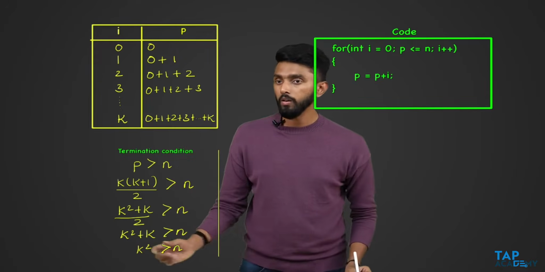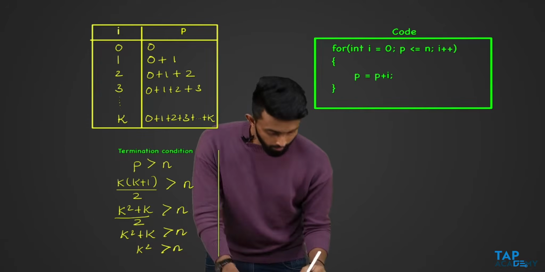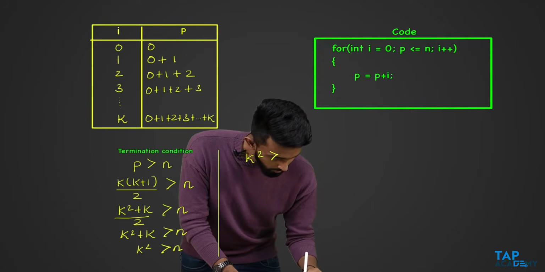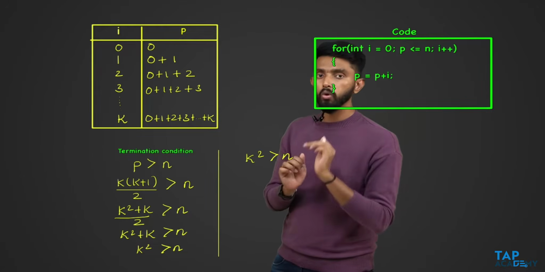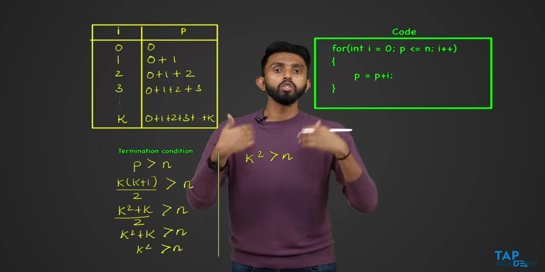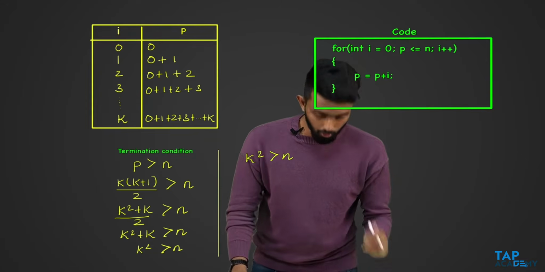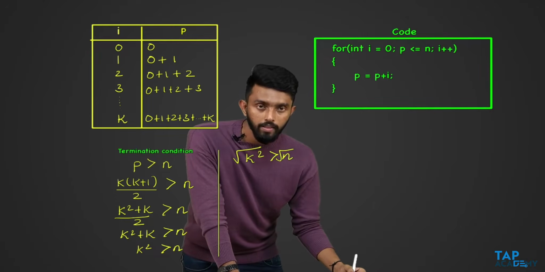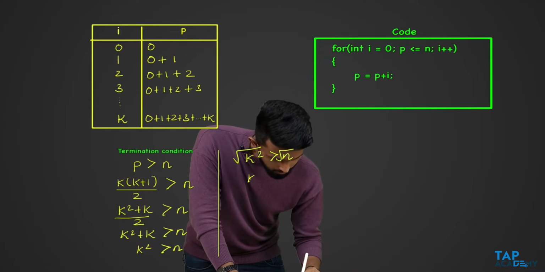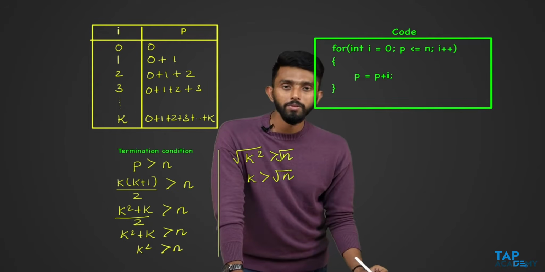Now, till here I hope everybody understood. Now, let us assume I have k square greater than n. I want the square to go. What will you do? Whenever you want the square to go, you take the square root. I hope you know this basic mathematics. Which means on both sides, if I apply square root, would you agree I can say k is greater than root n? Hope you're able to think.